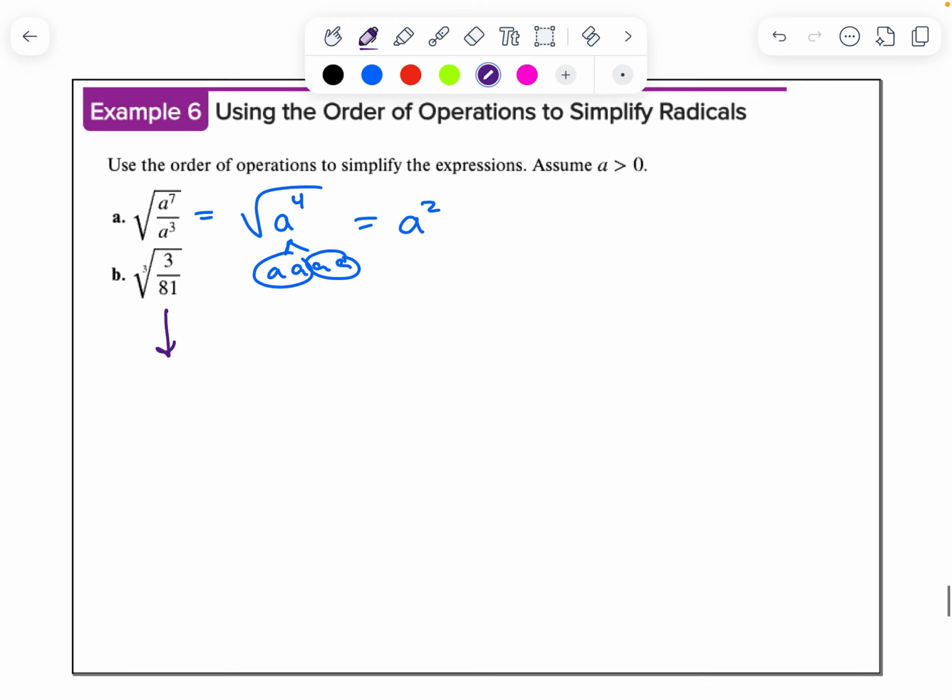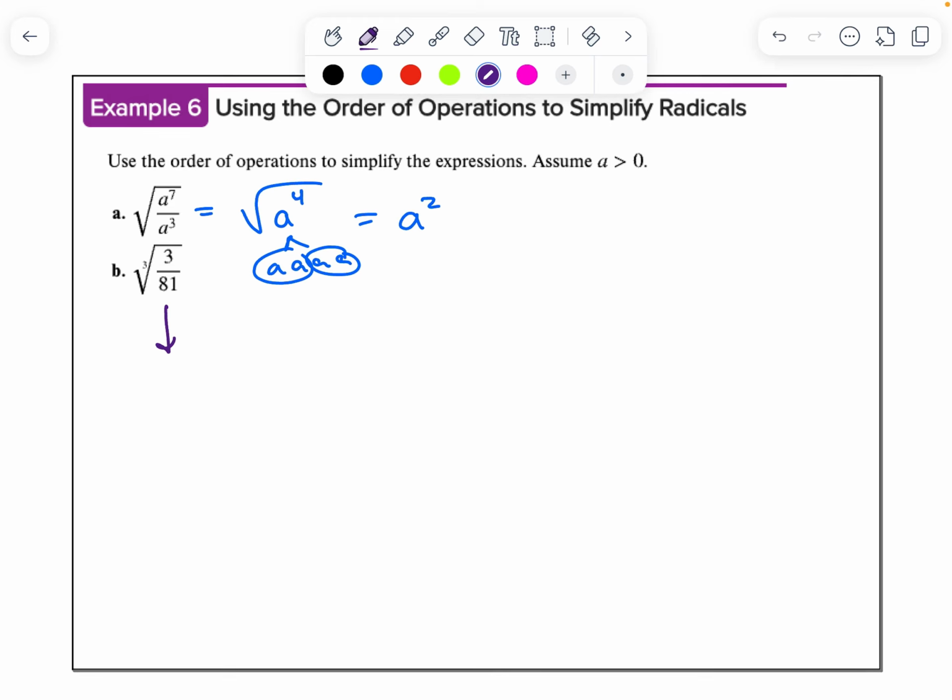All right, the cube root of 3 over 81. What I could do is simplify what's inside the cube root first. That's the same thing as cube root of 1 over 27. 3 over 81, same as 1 over 27. You can divide both those items by 3. Then the cube root of 1 over 27 is just 1 over 3.